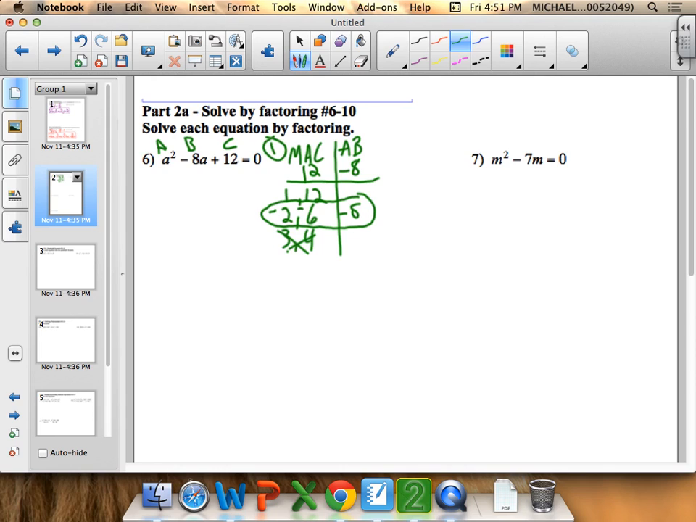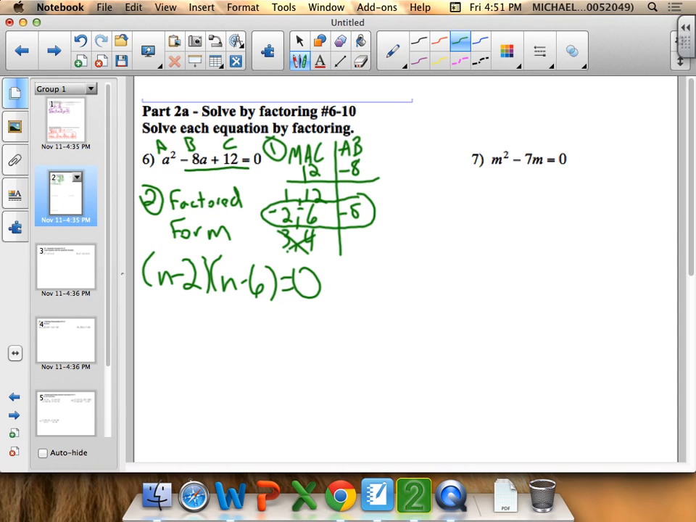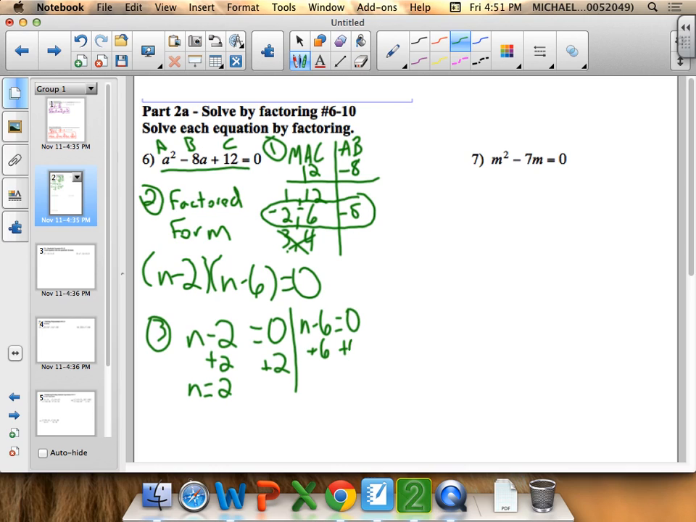That's my first step. My second step is to write it in factored form. So I'm going to write n minus 2 times n minus 6, and that all equals 0. This is the same thing. N minus 2 times n minus 6 is the same thing as my original quadratic, just in different forms. Then when that's the case, you can either jump to n equals, or I can set both equal to 0 and solve. Plus 2, plus 2. So one solution is n equals 2. The other one, n minus 6 equals 0. Plus 6, plus 6. The other solution is n equals 6.